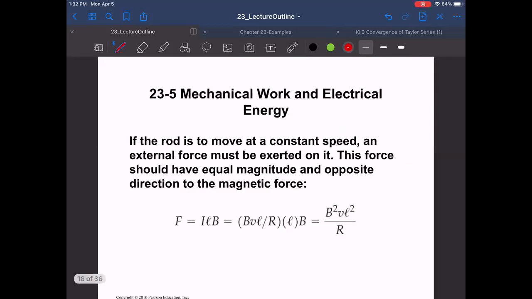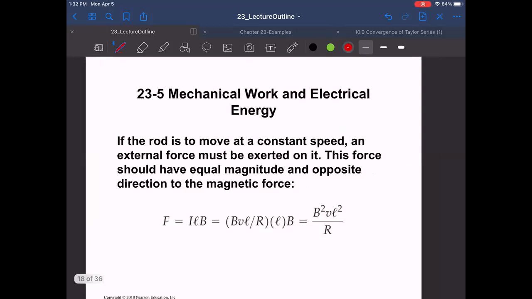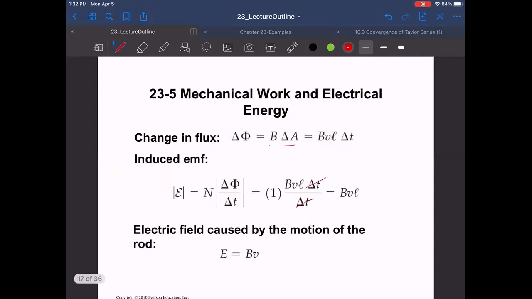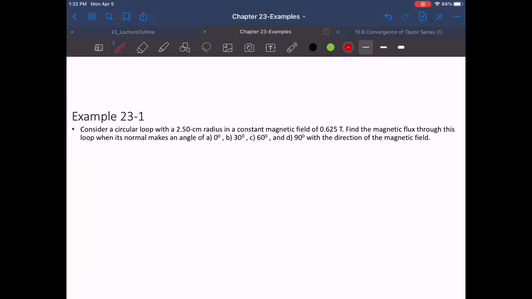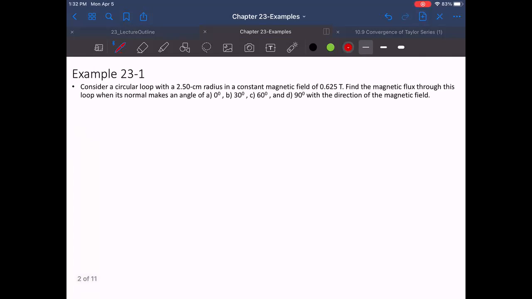All right, what page is this? 18? I think I'm going to go over to example problems now. Let's try a couple of these. Let's consider a circular loop with a 2.5 centimeter radius in a constant magnetic field of 0.625 Tesla. Find the magnetic flux through this loop when its normal makes an angle of 0 degrees, 30 degrees, 60 degrees, and 90 degrees with the direction of the magnetic field. So what was our equation for magnetic flux?